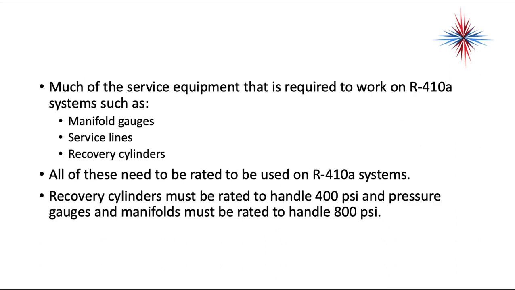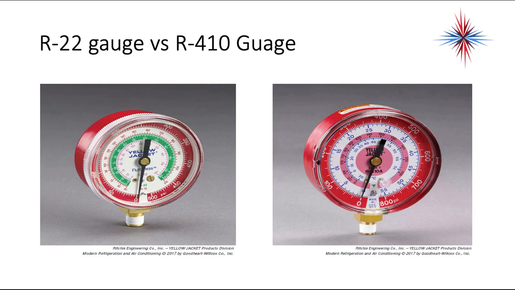Much of the service equipment that is required to work on 410A, such as manifold gauges, service lines, and recovery cylinders, all of these need to be rated to be used on 410A systems. Again, it's not the fact the equipment is different, it's just that it can handle higher pressures. Recovery cylinders must be rated to handle 400 psi, and pressure gauges and manifolds must be rated to handle at least 800 psi. So the R-22 gauge is on the left and handles up to 500 psi. The 410A gauge is on the right, and it handles up to 800 psi.